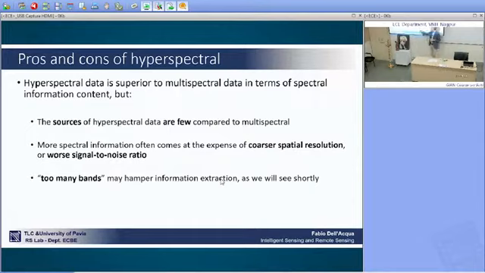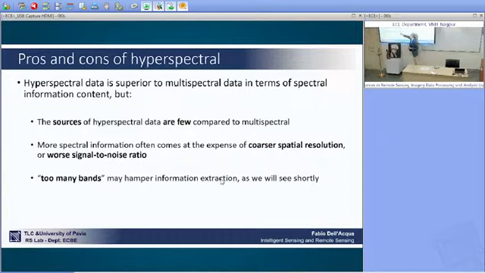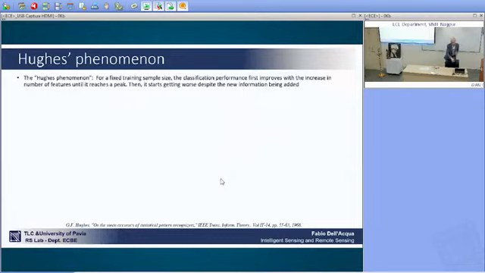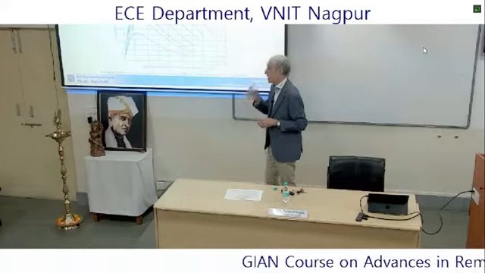Plus, the resolution is coarser, and the quality of data is lower. Plus, last but not least, too many bands may hamper information extraction. So let me point out what happens here. It's the so-called Hughes phenomenon, which I briefly mentioned during one of the lectures.